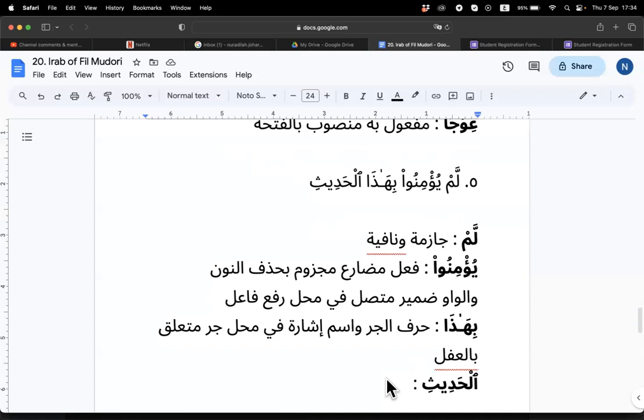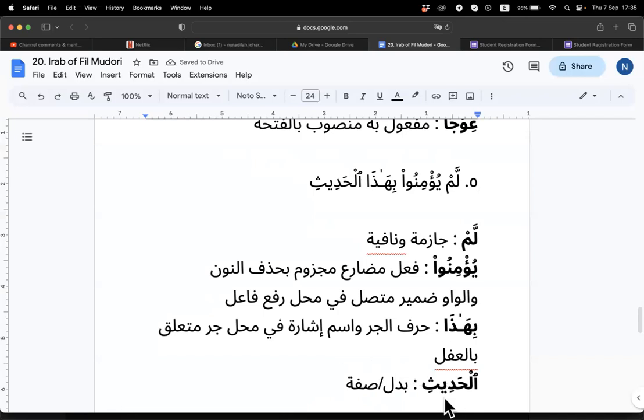And then al hadithi, hada al hadith. Is this a fragment or a sentence? Hada is this, and then al hadith is a fragment. So what do we say about al hadith today? Mudaf ilaihi? Hada is not mudaf. Whatever is pointing to, we call it badal or sifah.